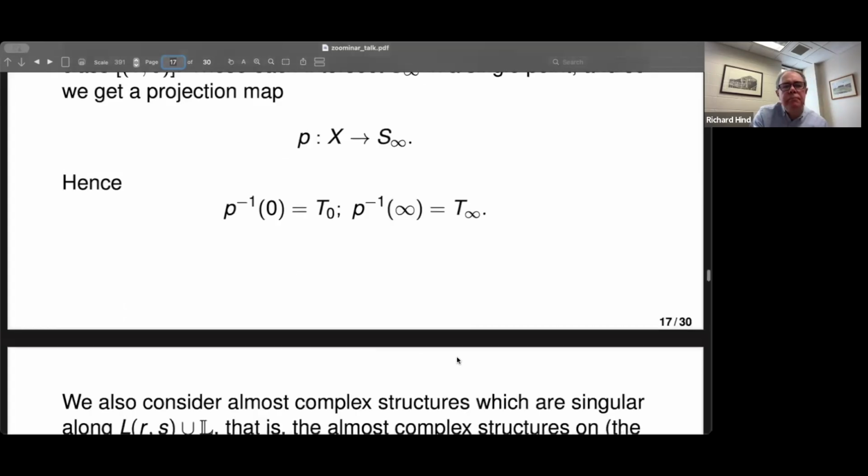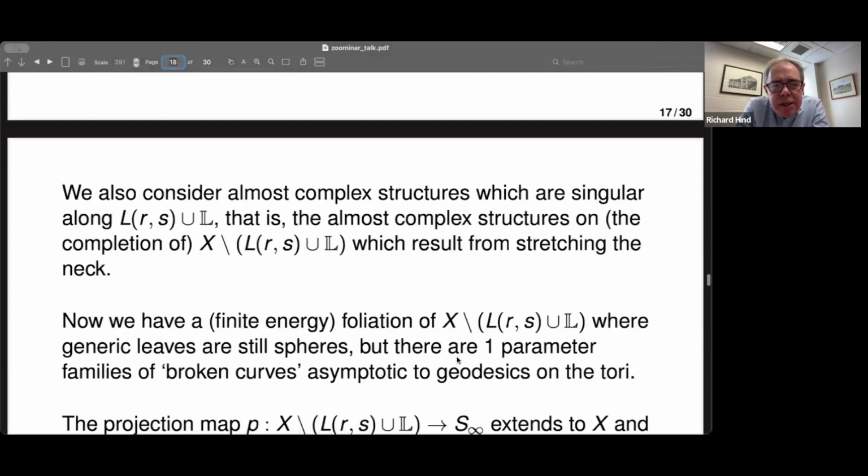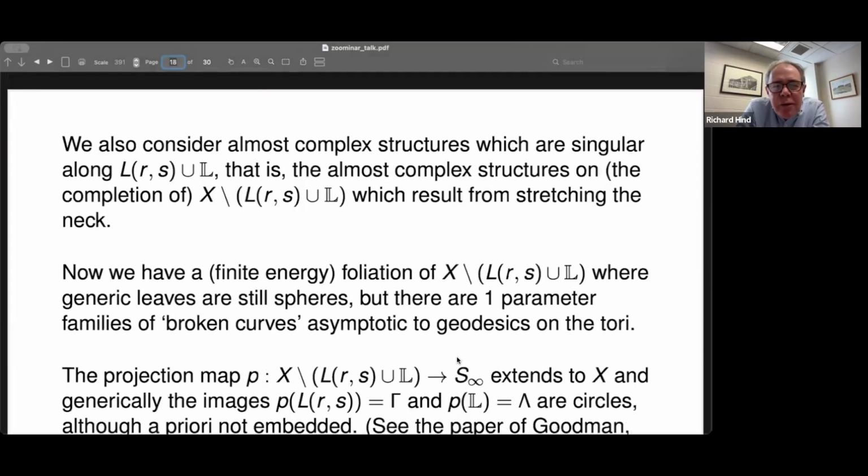So we want to refine it a little bit to take account of the Lagrangians. All right, so I don't just want to work with smooth almost complex structures. I want to work with almost complex structures which are stretched along the two Lagrangians. So in other words, if we're thinking of almost complex structures on X, they would be singular on the union of the Lagrangians. Alternatively, you can think of, up to diffeomorphism, stretching the neck along tubular neighborhoods of the Lagrangians, and these are the complex structures on the completion of the complement of the Lagrangian.